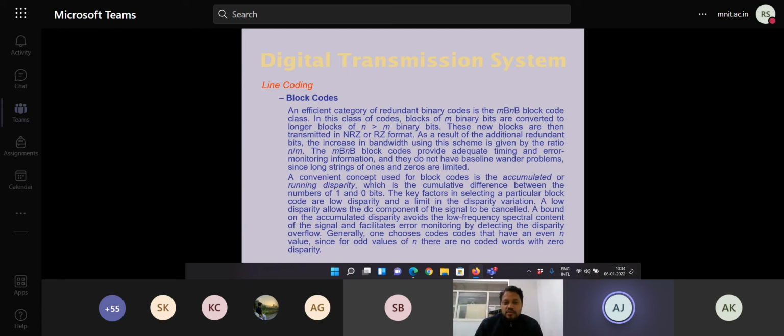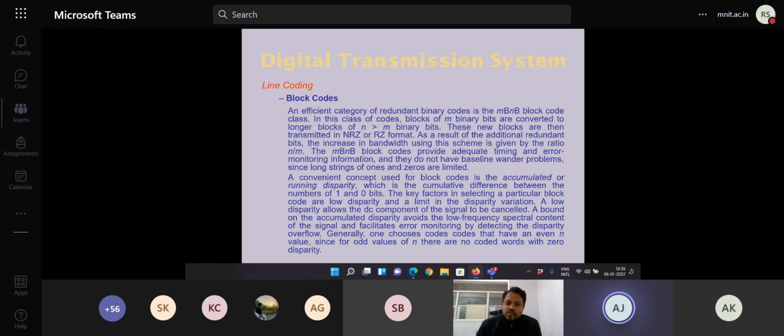Block codes are more advanced codes. These have much more advanced features. They are based on linear algebra, and block codes can even correct errors at many locations.